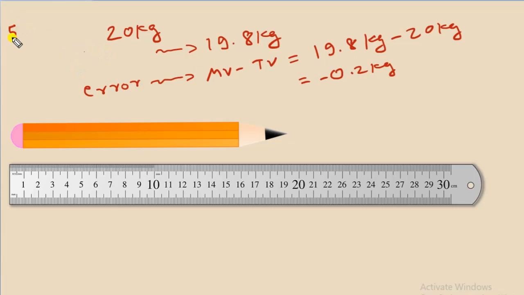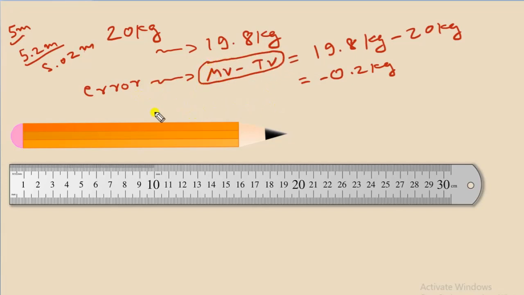Suppose we are measuring a length of 5 meters and we got 5.2 meters or 5.02 meters. If we are getting a measured value which is more than the true value, the error will be positive, because the formula to find the error is measured value minus true value.